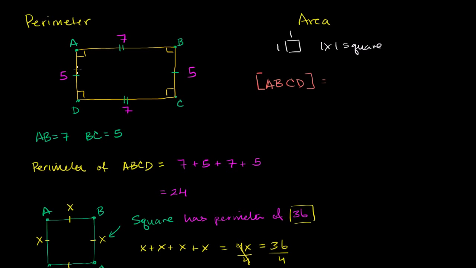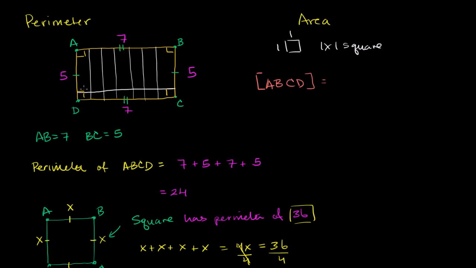So let's see. We have 5 1 by 1 squares this way and 7 this way. So I'm going to try my best to draw it neatly. So that's 1, 2, 3, 4, 5, 6, and then 7. 1, 2, 3, 4, 5, 6, 7. So going along one of the sides, you could put 7 just along one side just like that. And then over here, how many can we see?